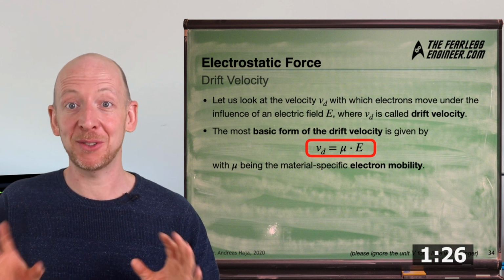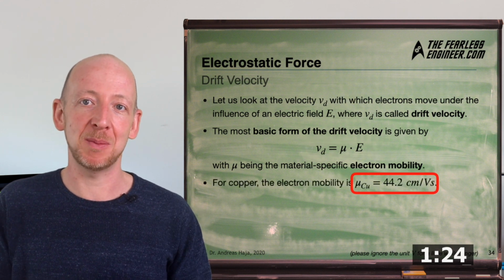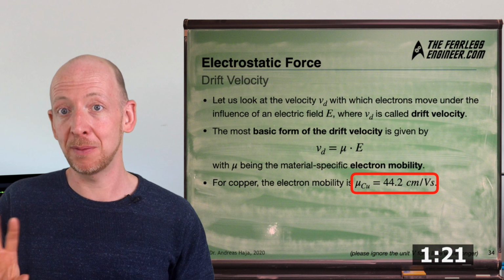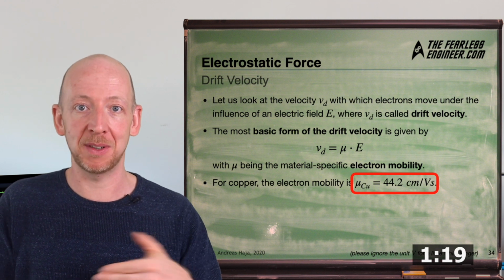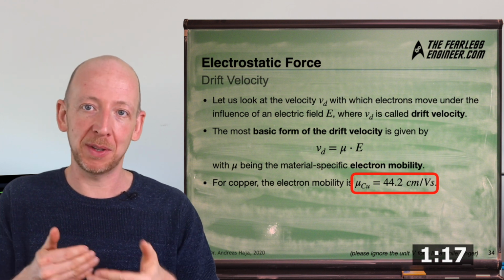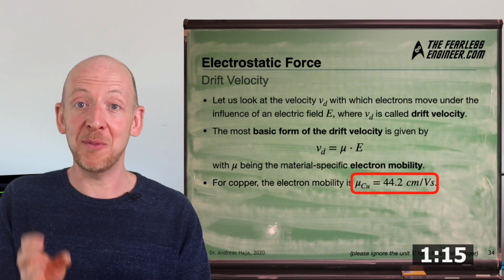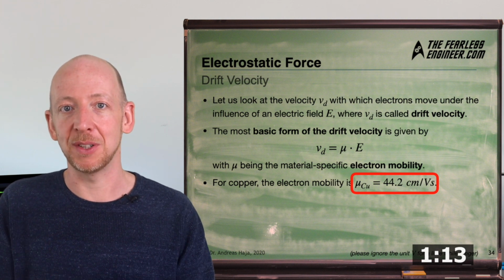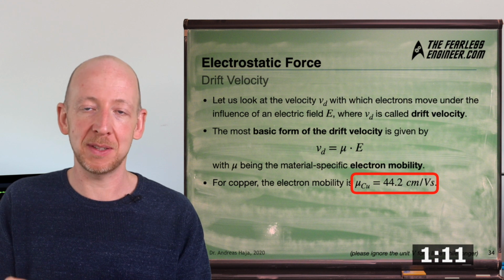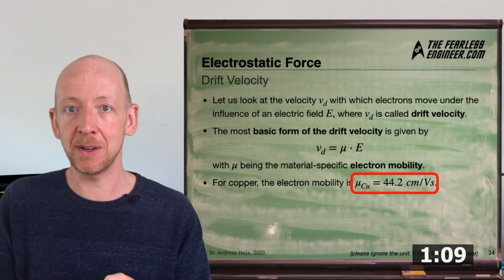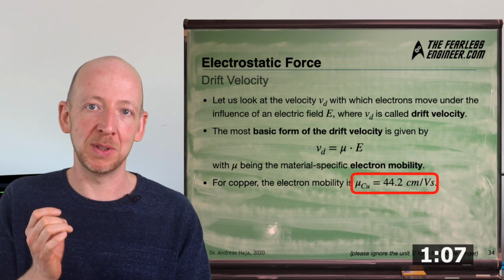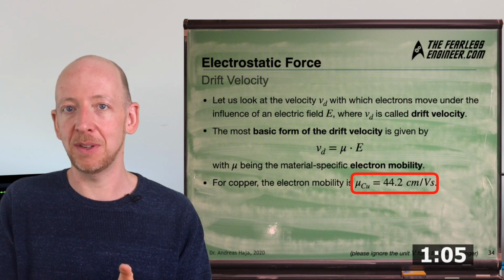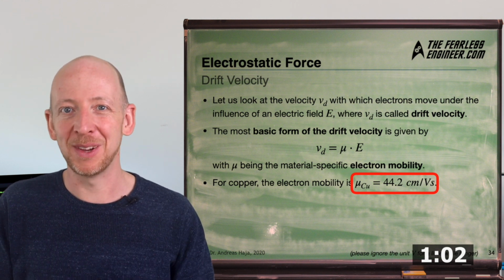Now for copper, the electron mobility is 44.2 centimeters squared per volt second. Let's ignore the voltage for a few more minutes until we get to the next video, but for now we just look at this value and we can see that obviously the drift velocity is material dependent. This means if we replace our copper wire with a piece of aluminum wire, the drift velocity is going to be different if we leave the electric field, which is the other parameter in the equation above, the same.